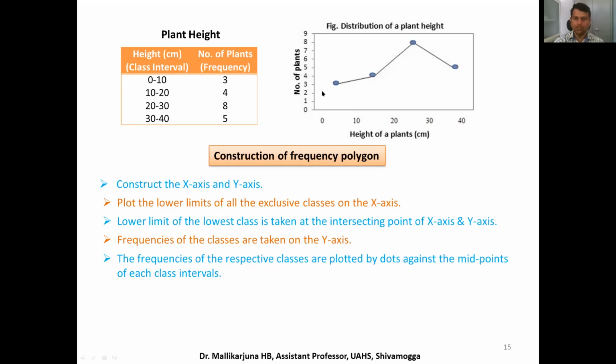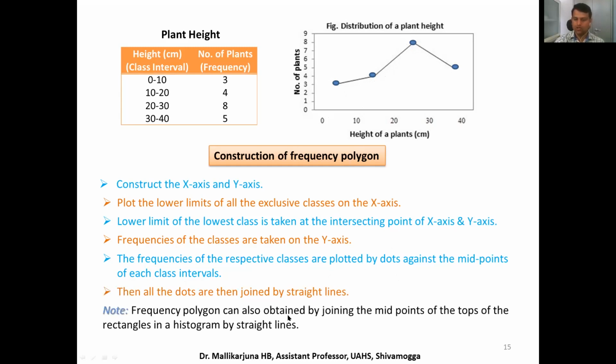These dots are plotted against the respective classes. Frequencies of the respective classes are plotted by dots against the midpoints of each class interval. This is a midpoint here, and this is a midpoint here. Then all the dots are joined by straight lines.